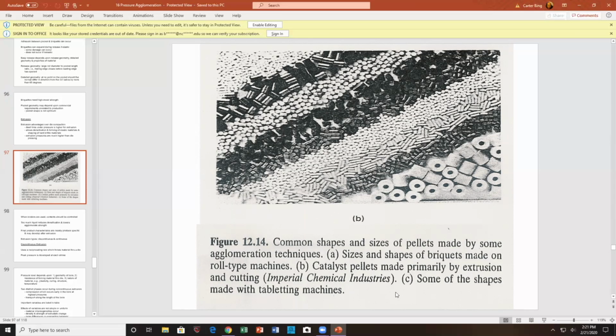Okay, some are from tabletting machines. Catalyst pellets are primarily made by extrusion and cutting. There you go. So this is B, pellets. There are three figures to this. This is a B figure. Sorry about that.